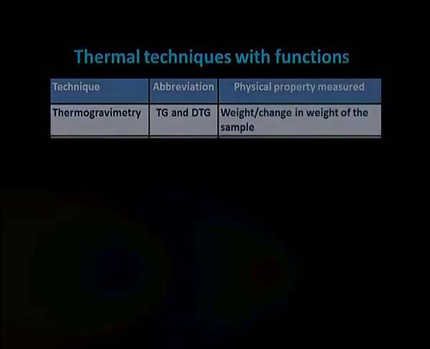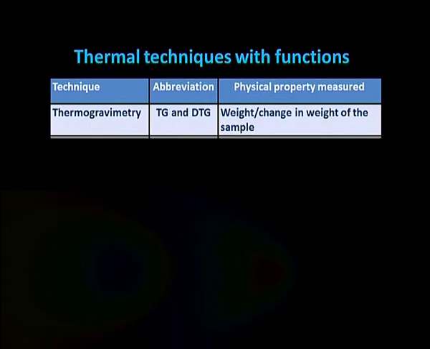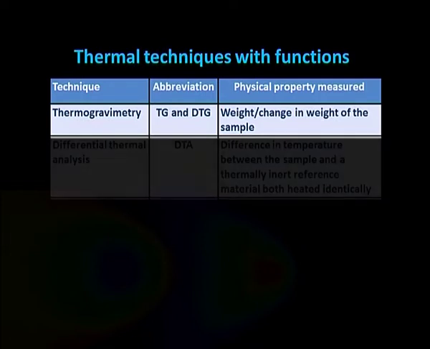We will discuss a little bit about the different techniques which are very well known. For example, the first one is thermogravimetry. It is represented as TG and sometimes as DTG, that is differential thermogravimetry. In this technique, we study the change in weight of the sample with change in temperature.